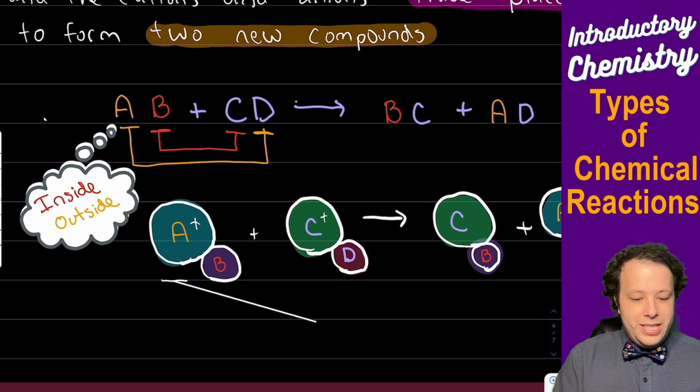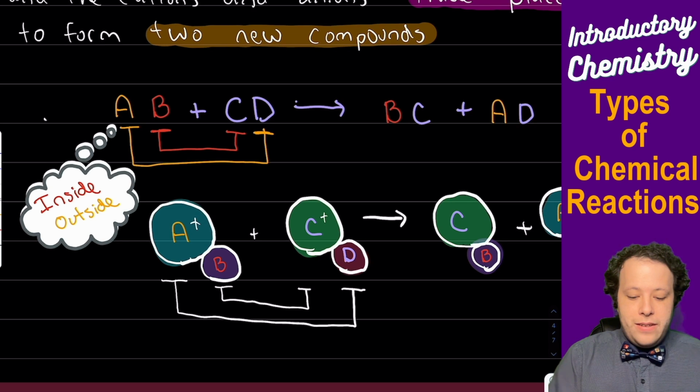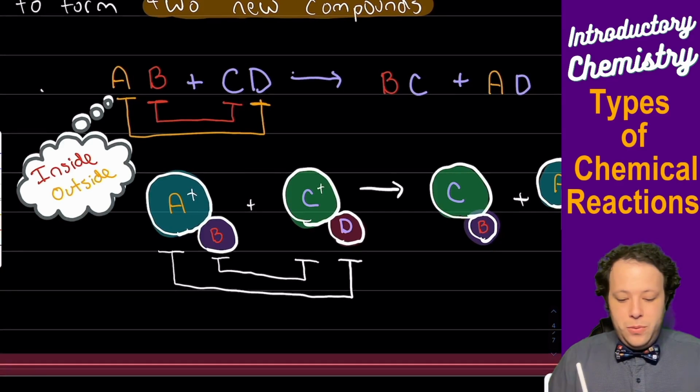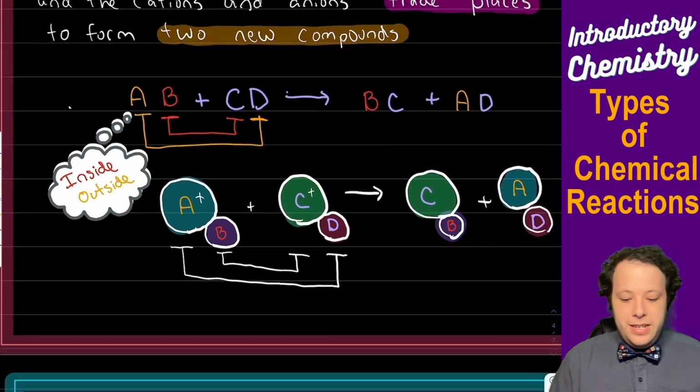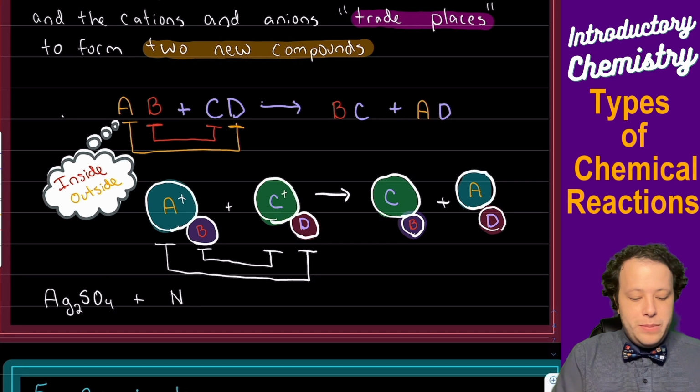We're going to be trading places with the different parts here, meaning when this is happening and we're trading our cations, A and C are going to be trading, meaning that A and D are going to bond together, so the outside bond, and then the inside bond together. So we're going to be trading. What would be an example of that? Well, being that this is in an aqueous medium, what if I had silver sulfate, and this is going to be reacting with sodium chloride? What would I be creating?